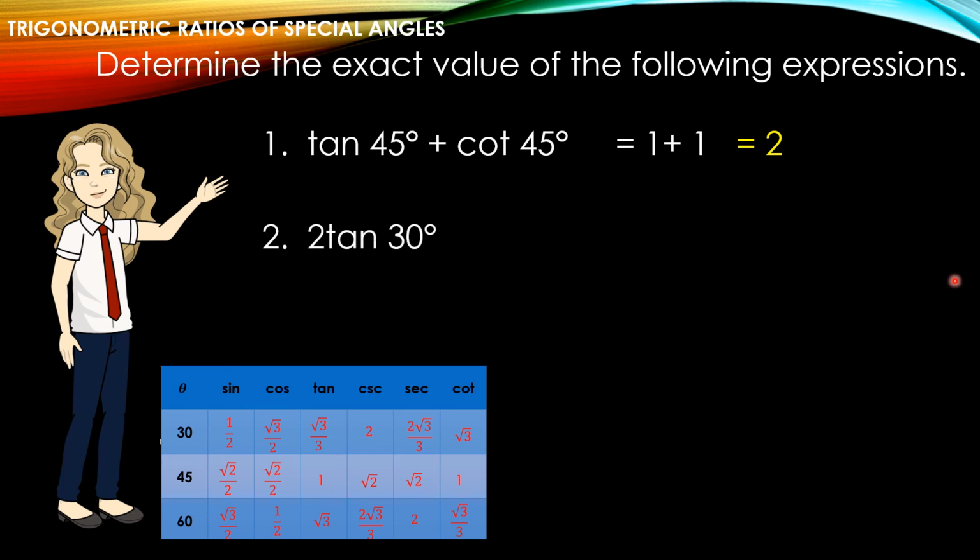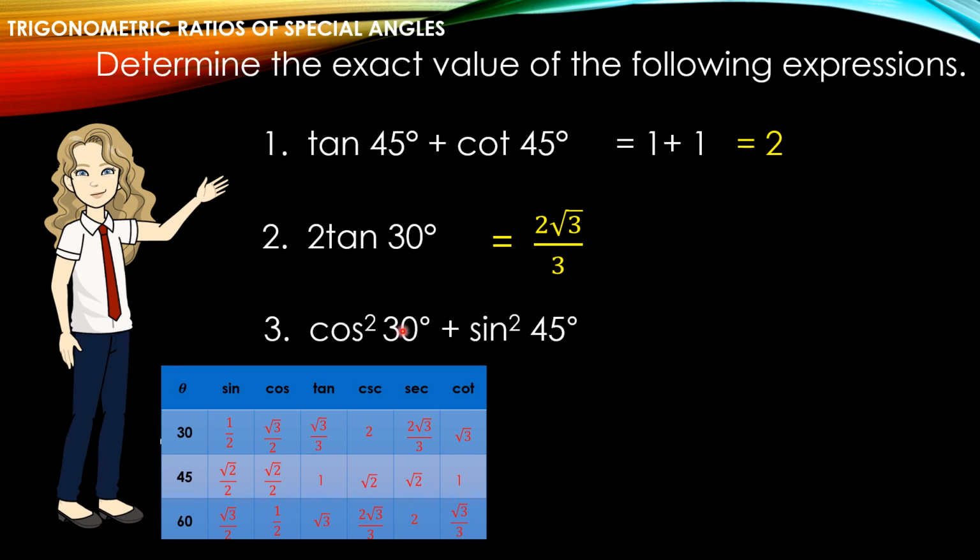Then, number 2 is 2 tangent 30 degrees. So, looking for the tangent 30. Tangent 30 is square root of 3 over 3. Then, multiplying by 2, we have 2 square root of 3 over 3. Okay, that is the answer.